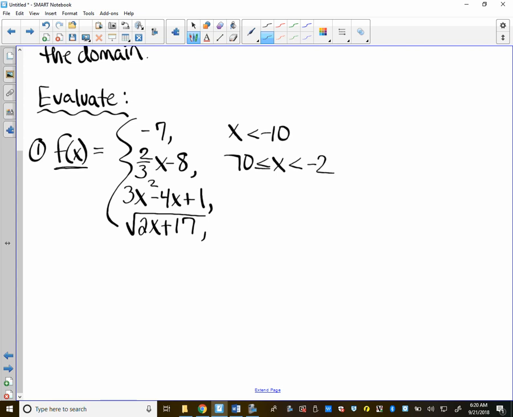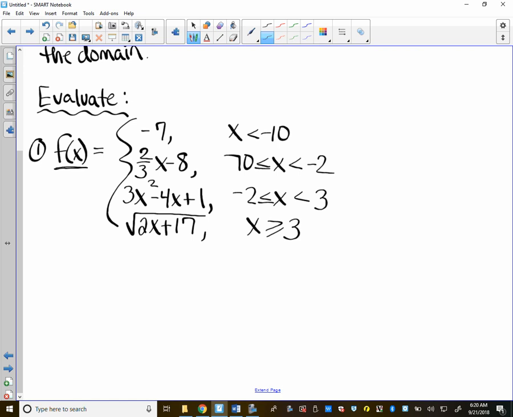The y values will represent the third function if we are between -2, including it, and 3, excluding it. And the y values will represent the square root function if the x values are greater than or equal to 3.